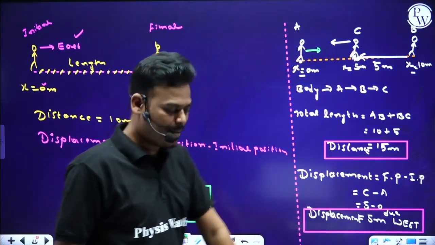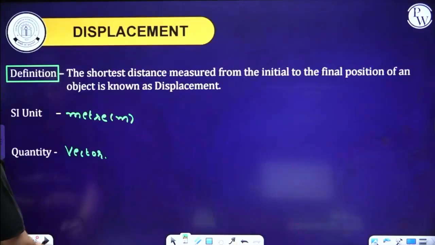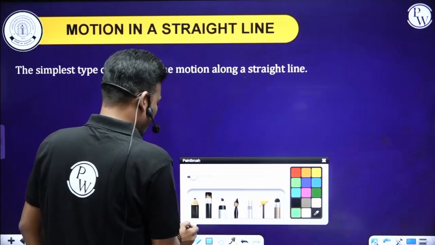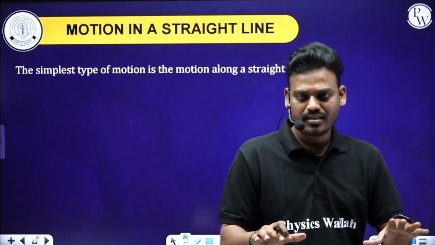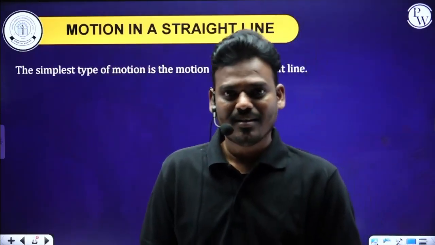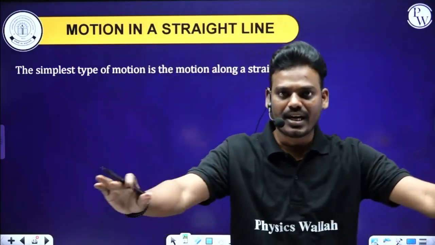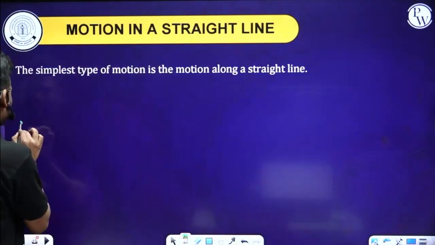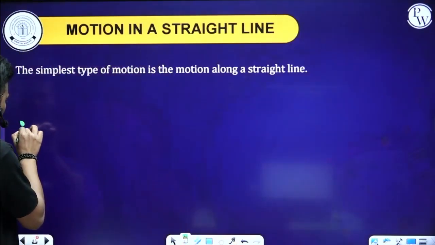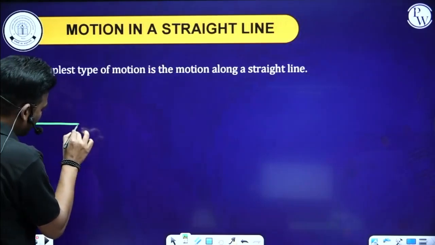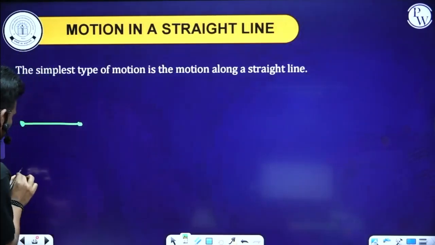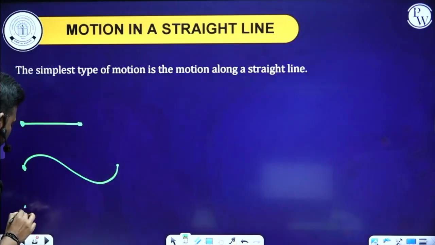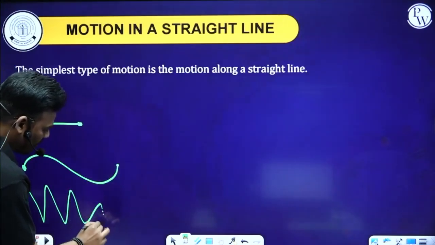Right, so let's move on to the next concept, that is motion in a straight line. The body can move in any direction, any path, in any shape of the path. For example, if the body has started from here, this is the starting point of the body. It can move straight from here to here, or else this body can move like this, or else like this.